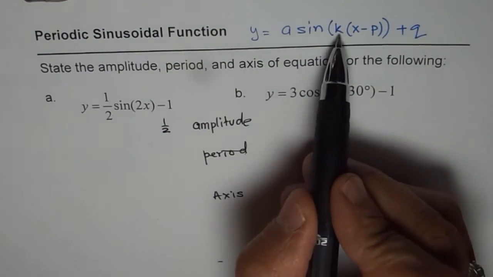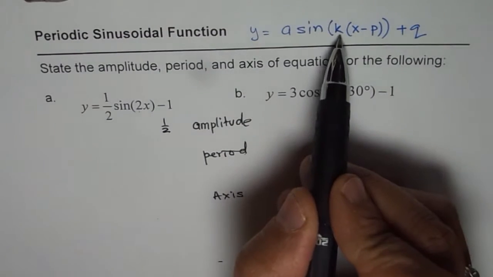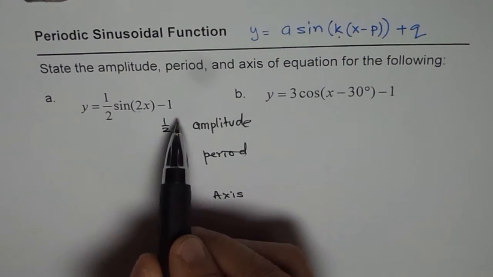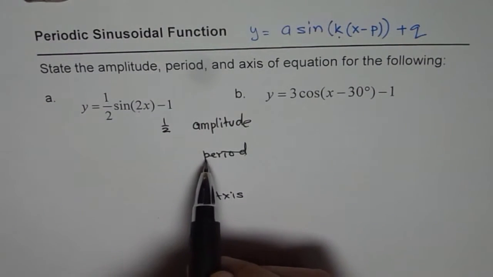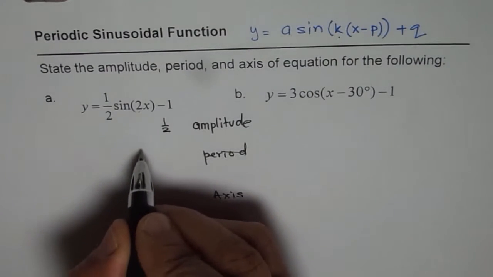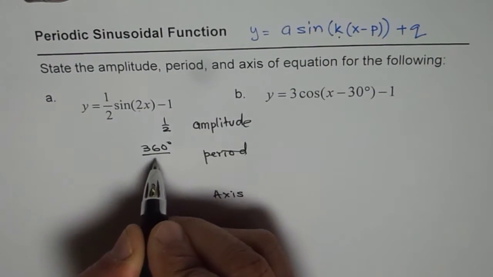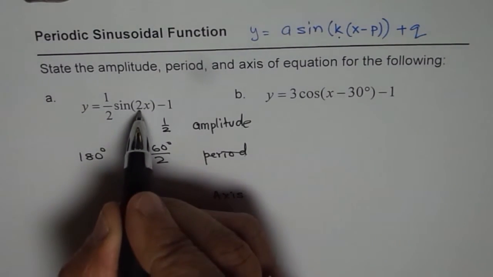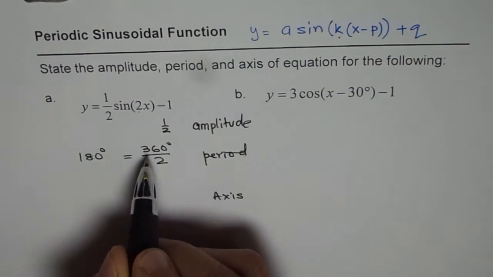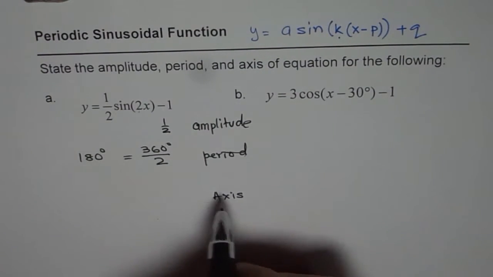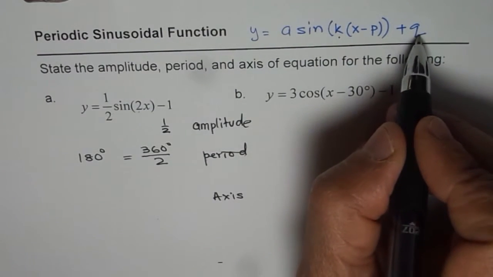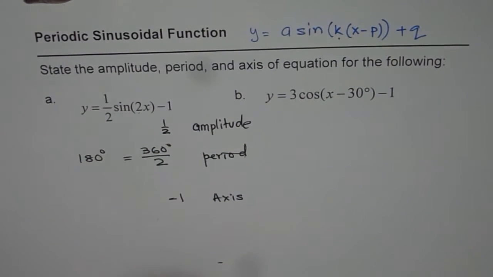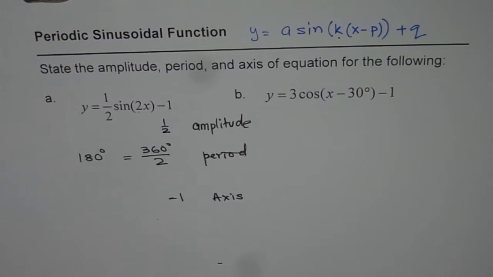Period. Now period is governed by this number 2, which is k in this equation. 2 represents that in 360 degrees there will be two waves, right? So period of one wave will be 360 degrees divided by 2, right? So that gives us 180 degrees. So 2 signifies the number of waves in 360 degrees. Axis is this value, q in this case, or minus 1 here. So the axis is minus 1. Do you see how easy it is to read the values from the given equation, right?